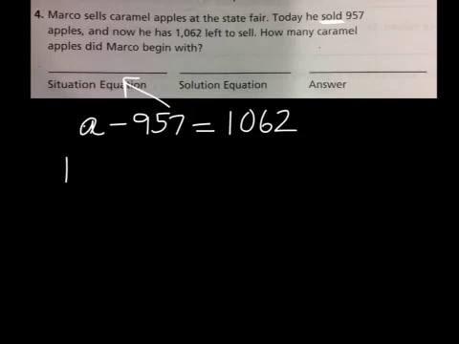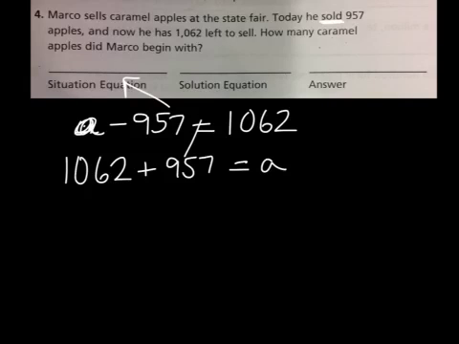Now we're going to switch it around so we can find our solution. We're going to take this. Now this is a little bit confusing. To find our first number we want it to be our biggest number because he started with the most. So we have to add these two numbers, and that gets us our solution equation. Then our answer, we just have to add those two together.